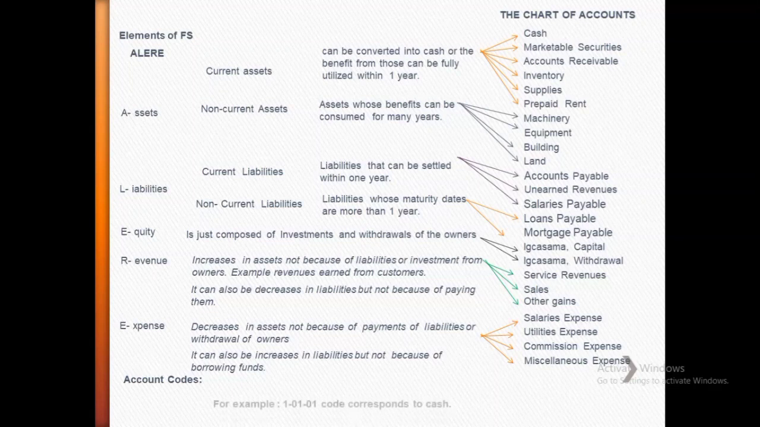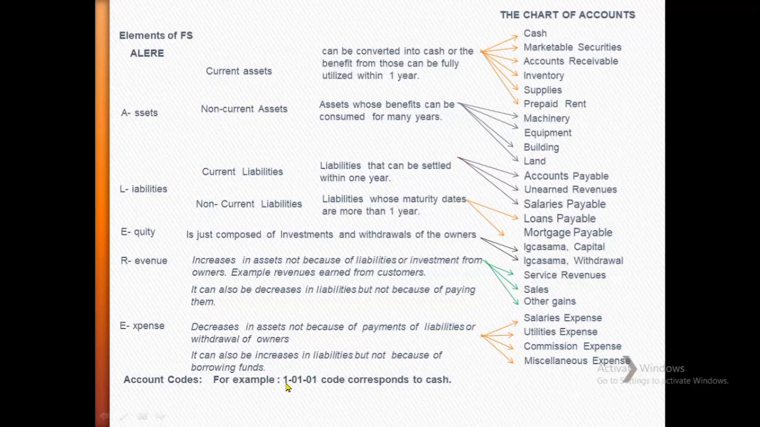Let's say for example, the 1-01-01 code corresponds to cash. Of course, the account code should have a meaning, like when I made the sample code, the first digit corresponds to what element of FS the account is. So 1 is for the assets, 2 is for the liabilities, 3 is for equity, 4 is for revenues, and 5 is for expenses.